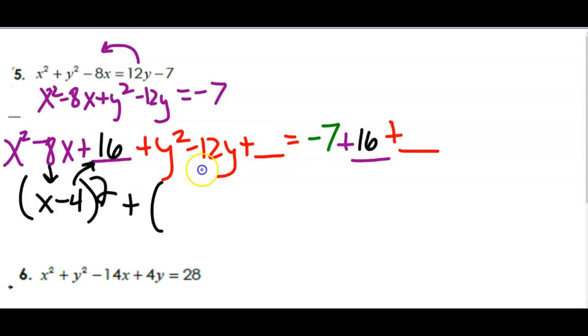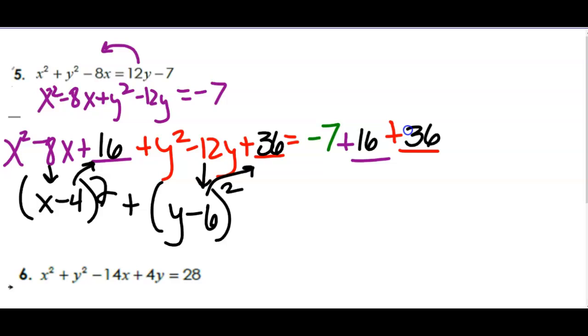And then it's half of this, so we'd have y minus 6. And when you square it, negative 6 times negative 6 is 36. So this blank gets a 36. Negative 7 added to 16 is 9, plus 36 is 45. Let me try that one more time. 36 minus 7 is 29, 35, 45.